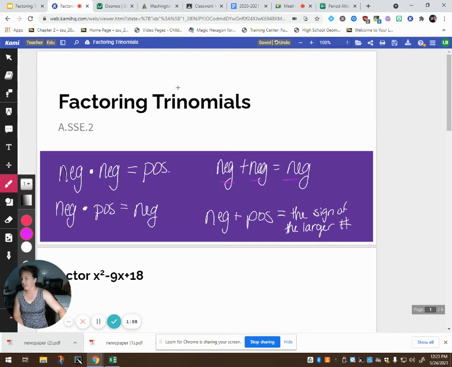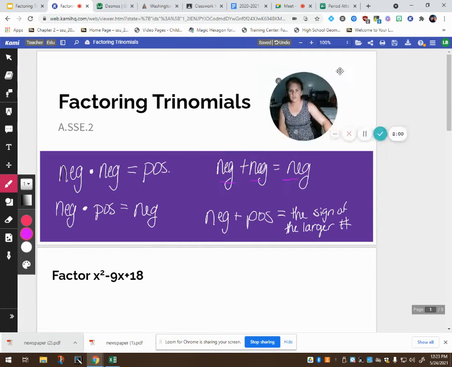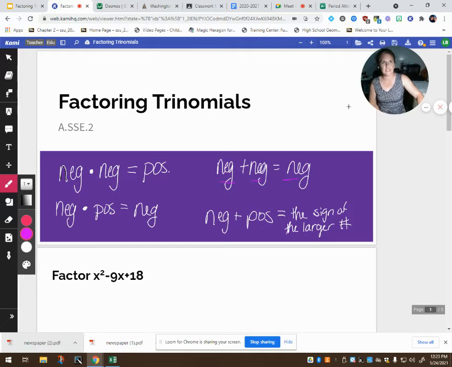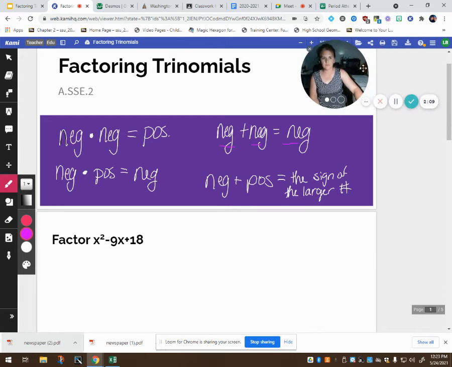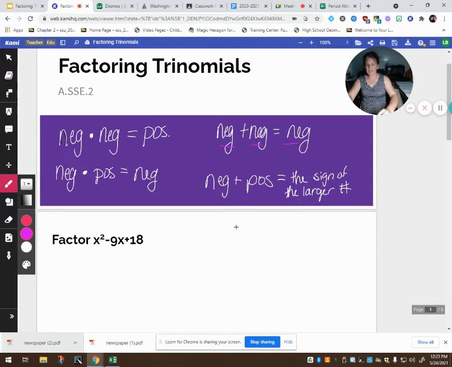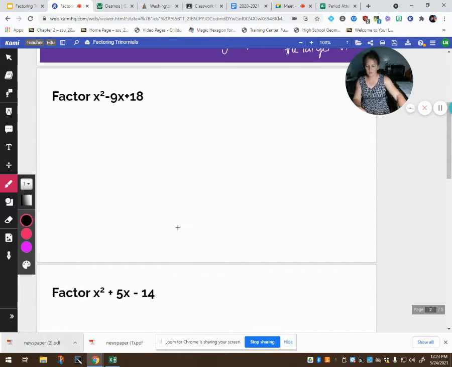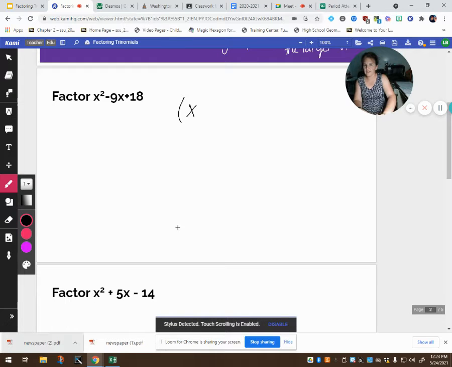And you're probably thinking, okay, why is she reviewing this with us? Well, let me explain why. So ignore this problem here for a second. And let's think back to what we were doing in our previous section. Okay, in our previous section, I would give you something that looked like this, and I ask you to FOIL it.